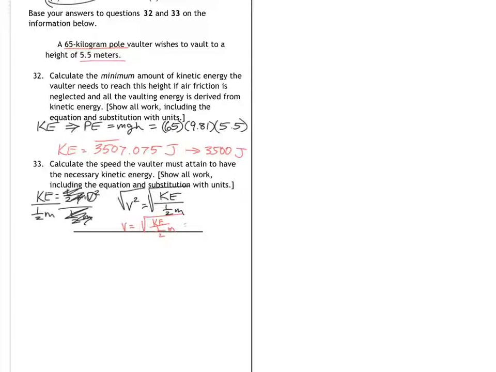So V is the square root of KE over 1/2 m. Let's plug in. And my answer was 10.37 meters per second. With significant figures, I should really not be going over 2 significant figures again. So with sig figs, probably the best answer is 10 meters per second.